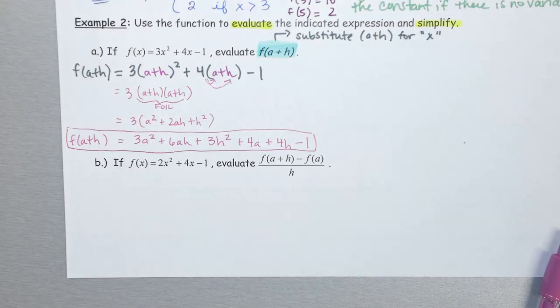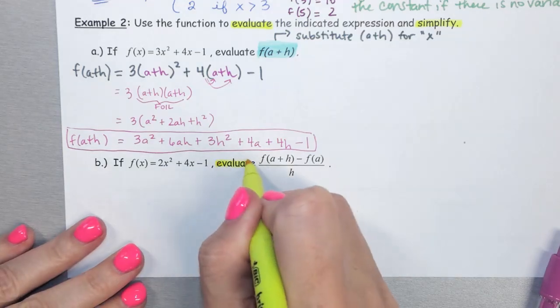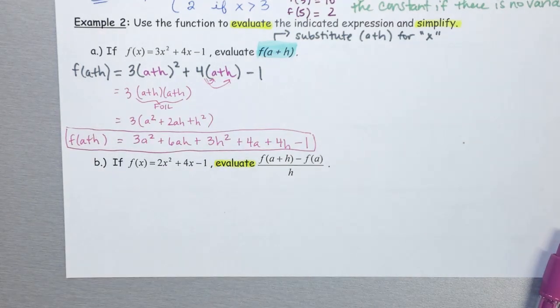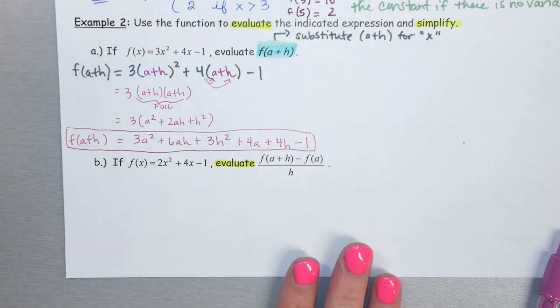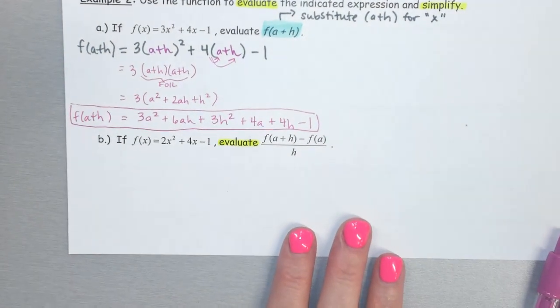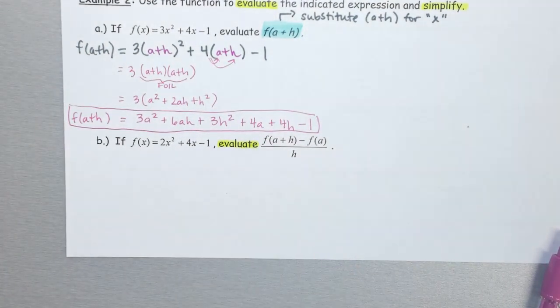All right, and this f of a plus h, and what we're doing in the next question, where we're evaluating this f of a plus h minus f of a divided by h, this is going to come back around again at the end of the year. This actually has something to do with finding limits. And so, I know it's a little different to have all of that together, but it is going to tie back to something else.